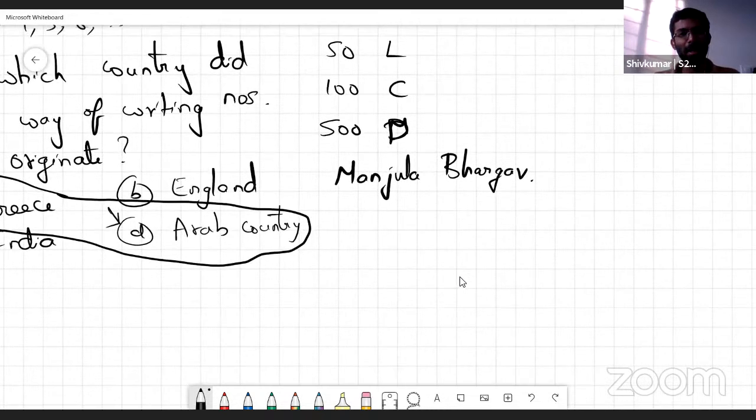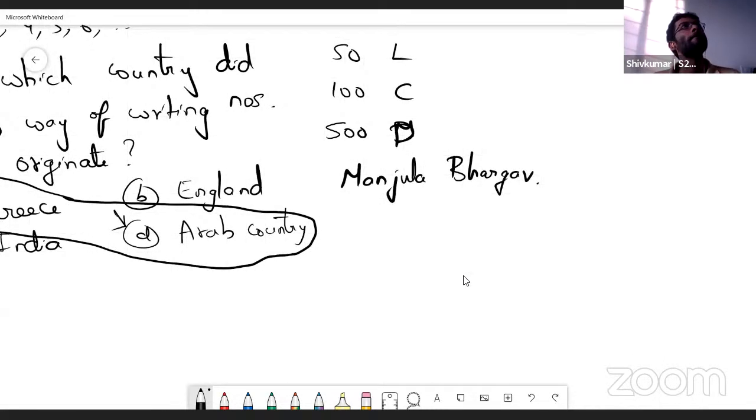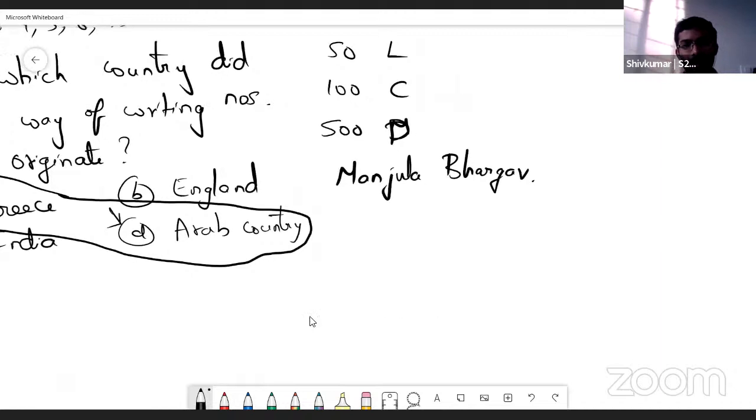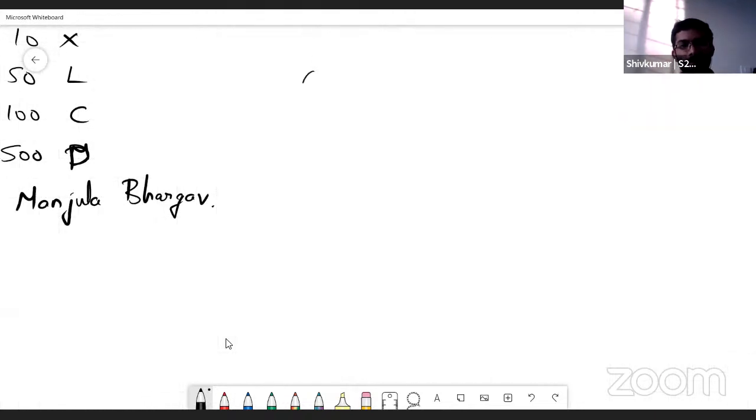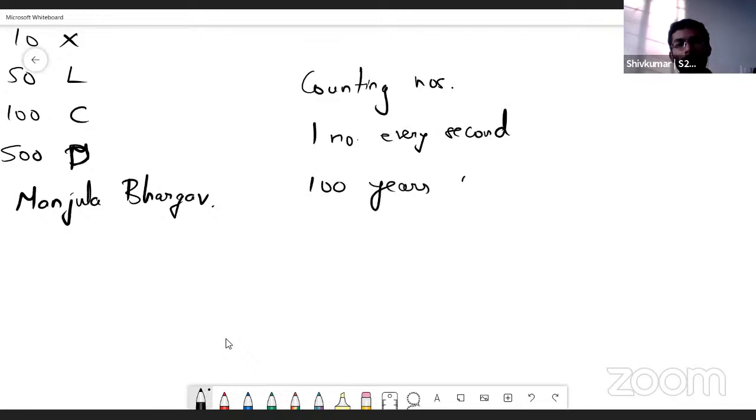Now we have this system of writing numbers, right? Let me ask you one question. Just take a quick guess. Suppose you start counting numbers from now, for another 100 years. Let us take this hypothetical scenario. One number every second, and you count for 100 years without stopping, without sleeping, taking rest, nothing, just counting numbers. What number would you have reached in the end?